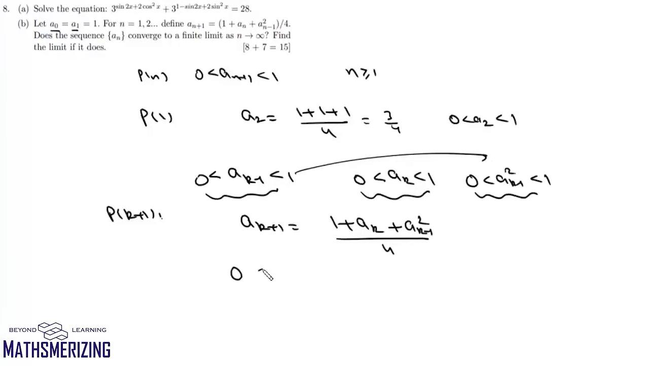This is nothing but a_{k+1}. So from here we can say this a_{k+1} will be greater than 0 but less than 1. So from induction we have proved that any term of the sequence will always lie between 0 and 1. Now we need to find the limiting value of the sequence.